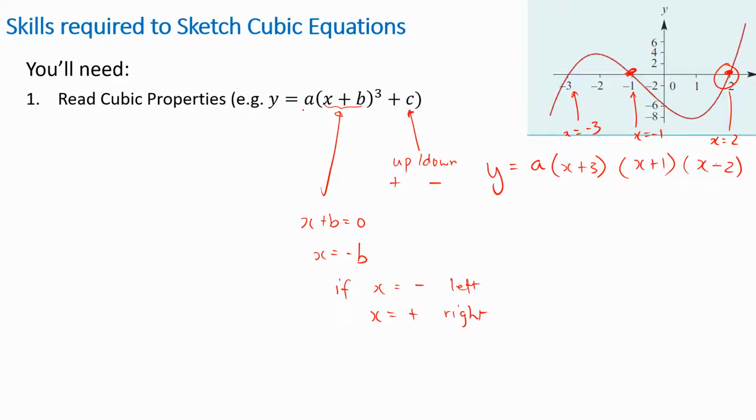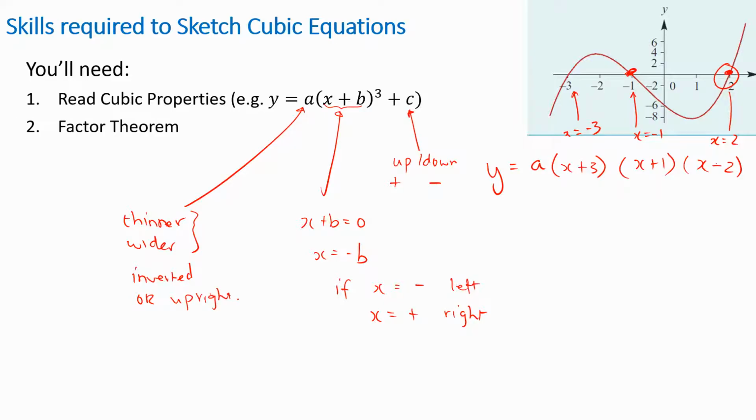Okay, and then finally a, what does a do to the graph again? Yes, it makes it thinner or wider. And one more thing. What else does it do? Yes, it's a smiley face or frown face. Now, in this case, it's not going to be like a smiley face or frown, but it's pretty much inverted or upright.